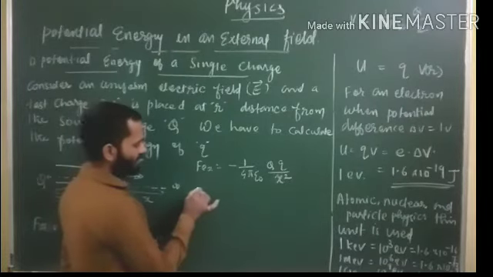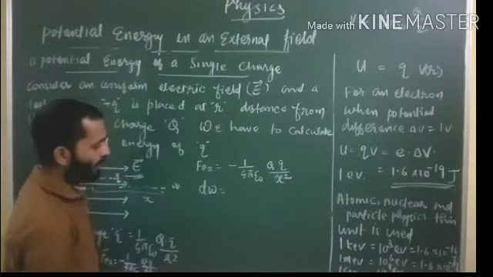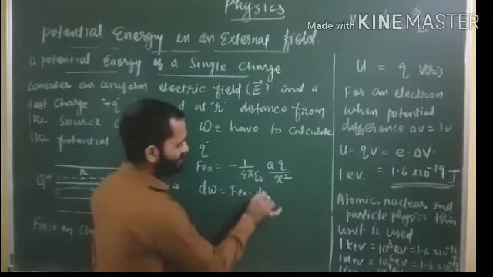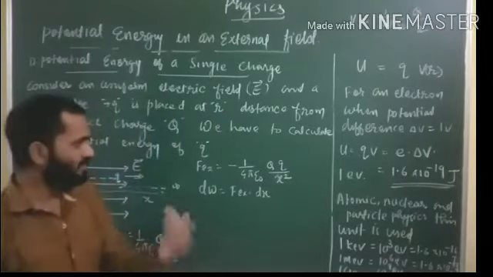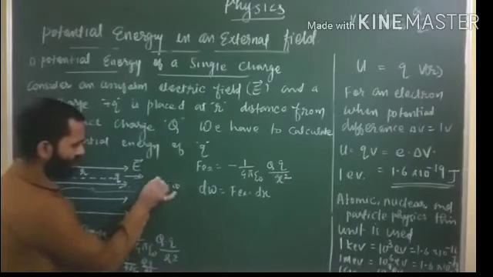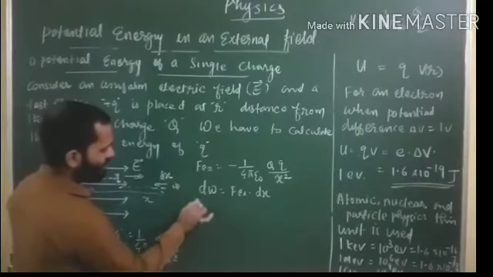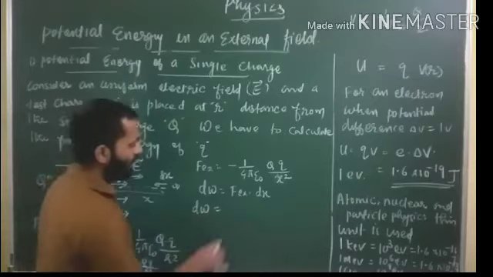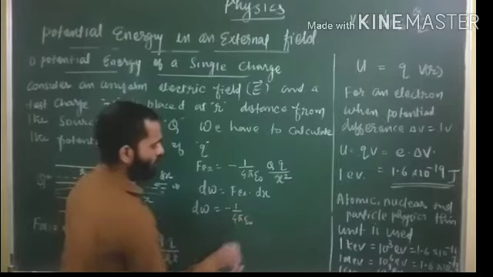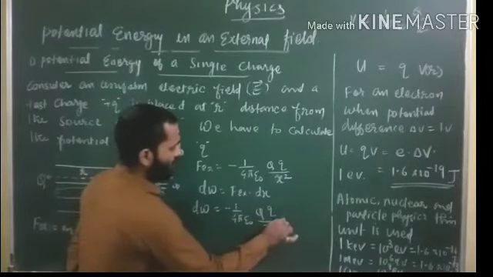So see now, dW, that small work done, will be equal to F external into dx. dx means that small distance. So this charge is shifted from infinity in this direction by dx distance. So the force will be F external and the dx. So dW will be equal to F external, that is minus 1 by 4 pi epsilon naught q into q divided by x square into dx.